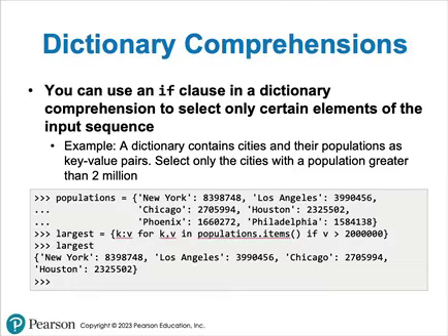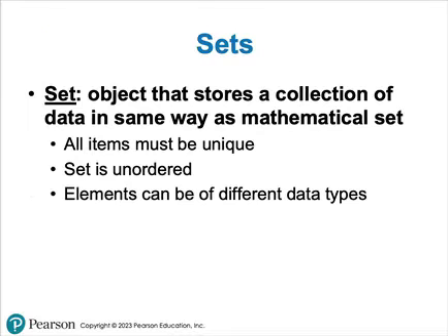So that's dictionaries and some of the things you can do with dictionaries. We're going to move on now to sets. A set is a collection of data, and this is really like from set theory in mathematics. A set is unordered, just like a dictionary is unordered, and the data in it can also be of different types. So it's kind of like a dictionary, but there are no keys.